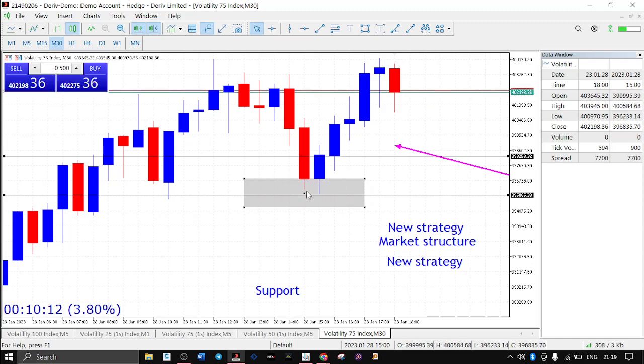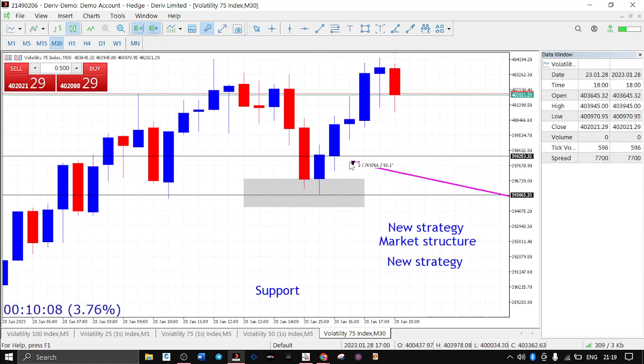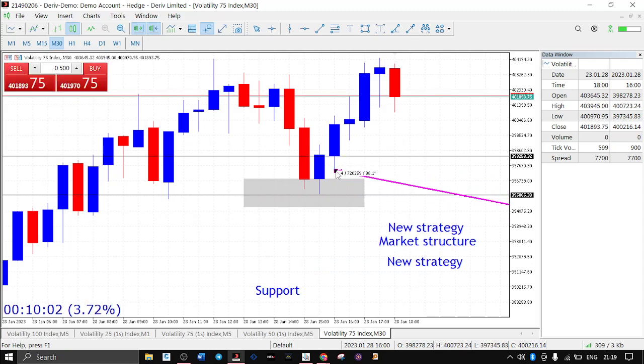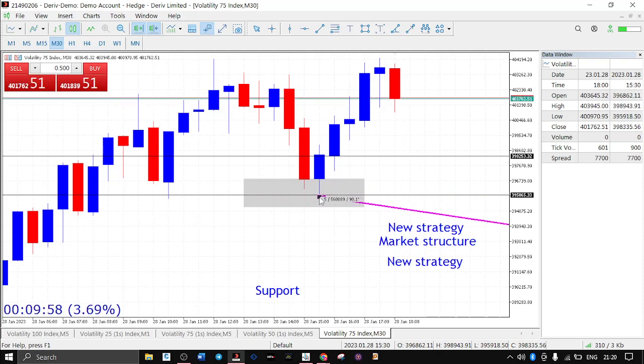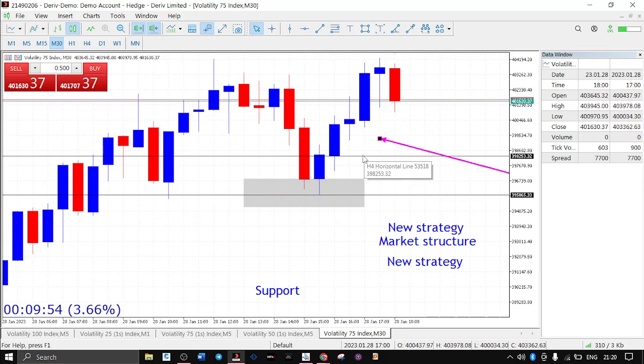You see, you buy here, you put your stop loss below here, or you can wait for the market to first pull back down here before you buy. After identifying this zone, you put your stop loss below here. Boom, the market respects your stop loss.